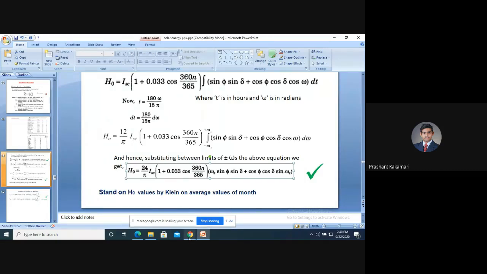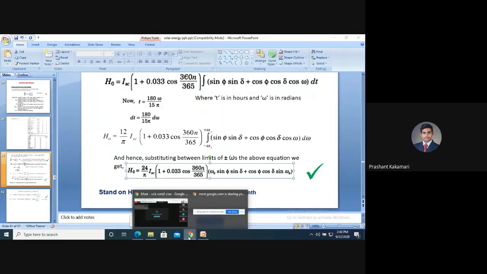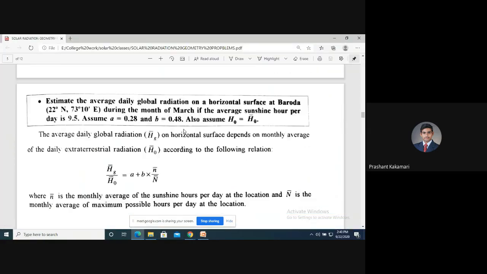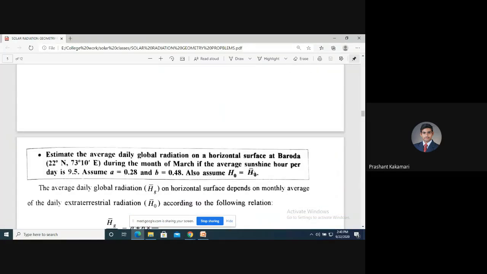That's why in the question they have given, see here in this PPT, H naught you can take as H naught bar. Why? Because for that given day of March, whatever H naught value you find out, consider this itself as the average. It means they have given one of the midday and you can take it as the average.